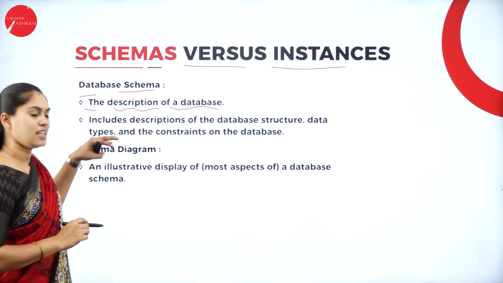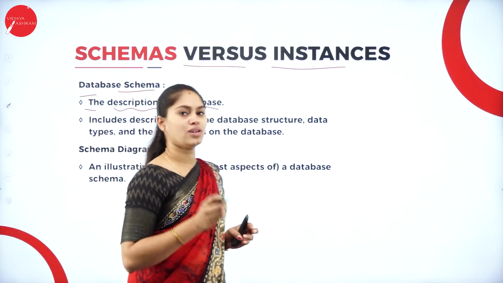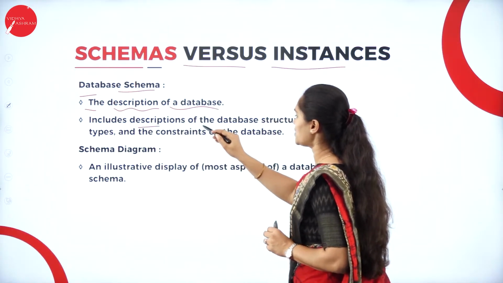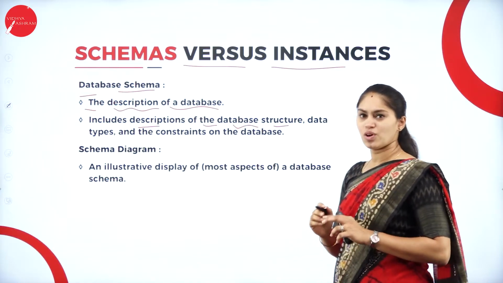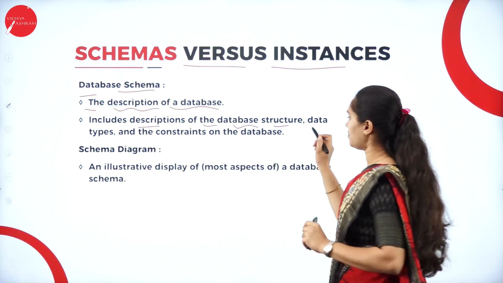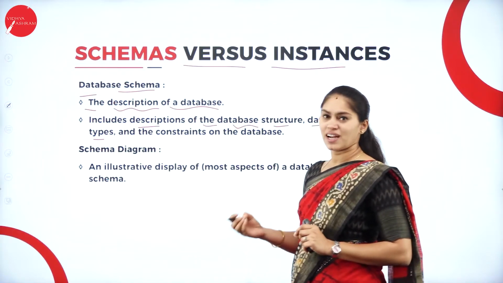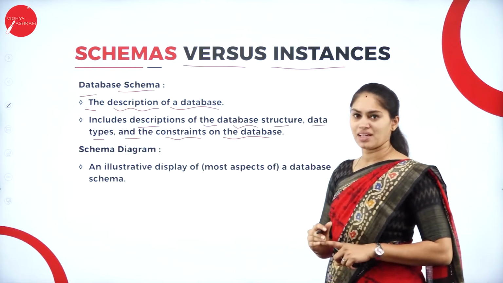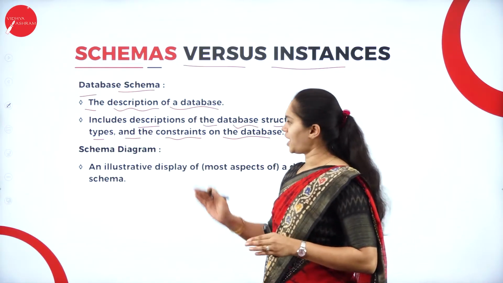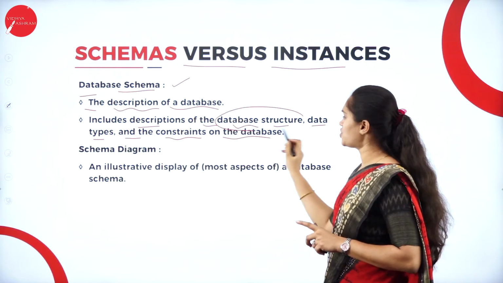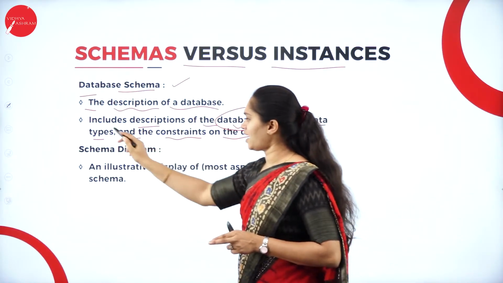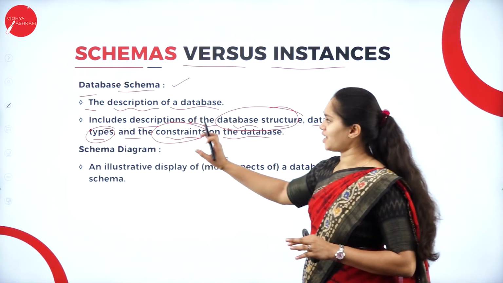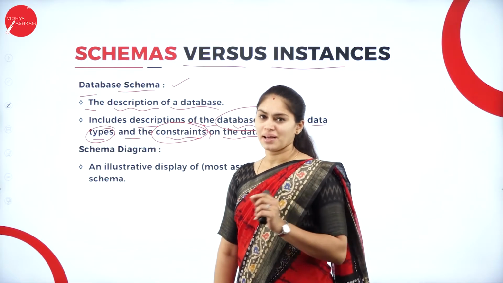Then what do these descriptions include? The description of a database schema includes the description of the database structure. We have to specify the structure of a database and data types, what kind of data it is able to allow, and also the constraints on the database. So the schema of a database includes the database structure, the data types, along with the constraints that the database needs to satisfy. That we are going to call a database schema.